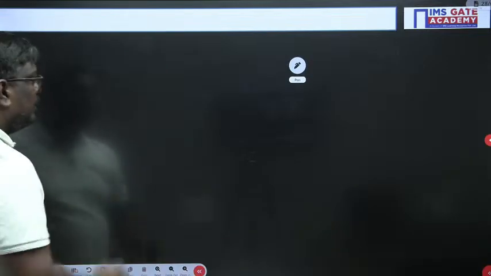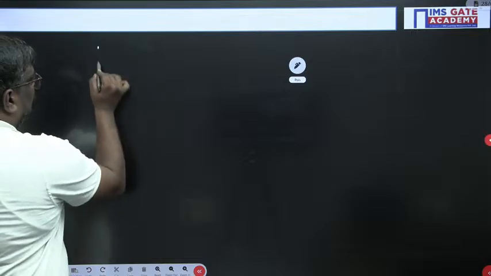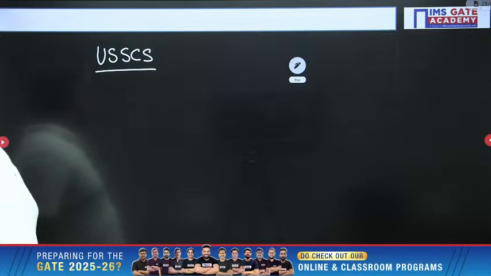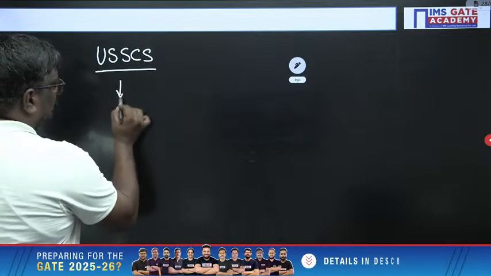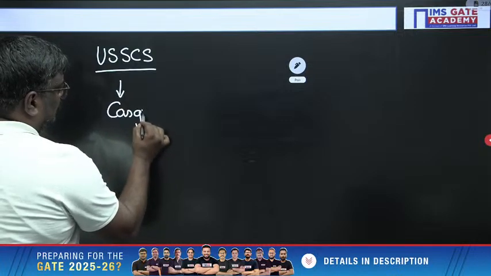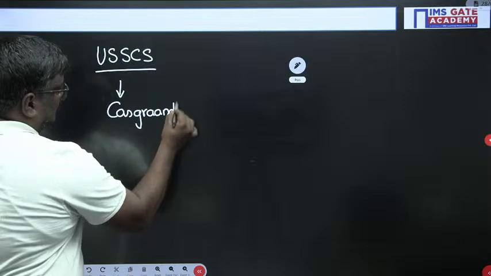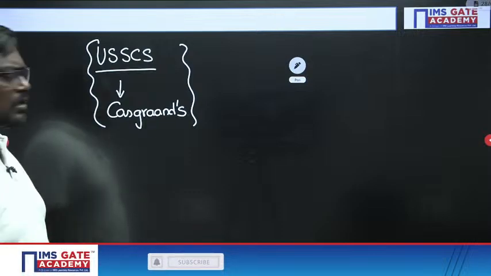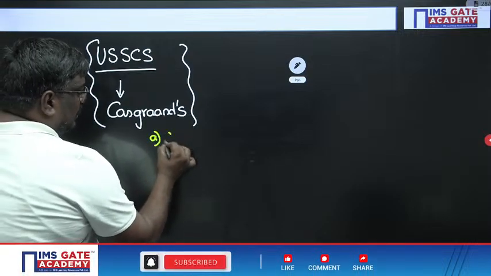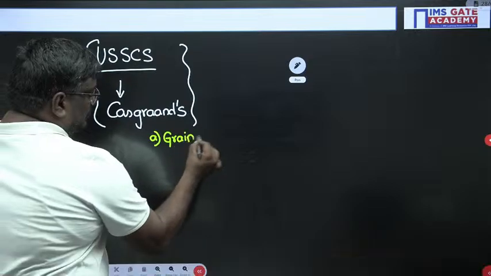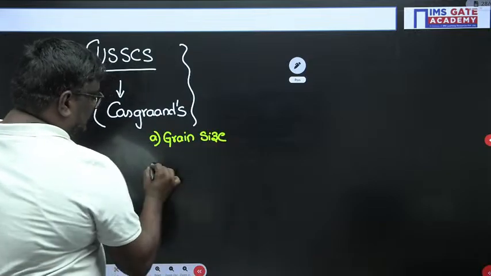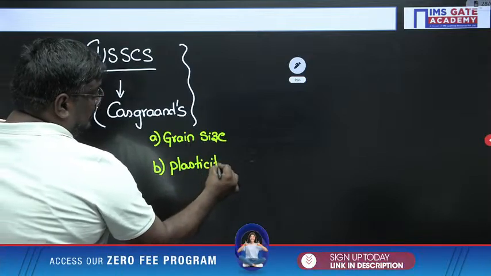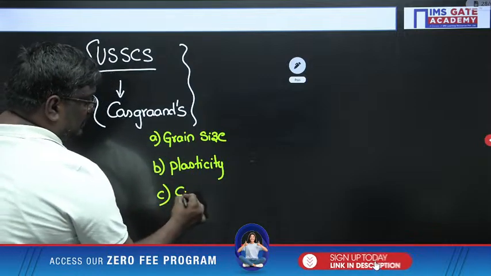Now see students, we have the Unified Soil Classification System. Sir, this system was introduced by Casagrande. On what factors will the Unified Soil Classification System depend? It depends upon the grain size distribution, plasticity characteristics like liquid limit, plastic limit, shrinkage limit, and then compressibility.